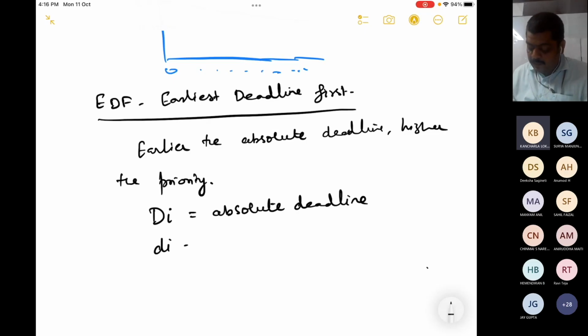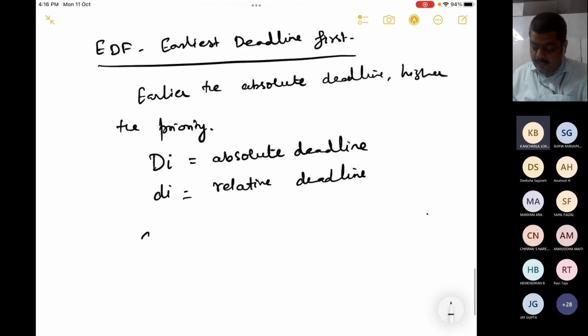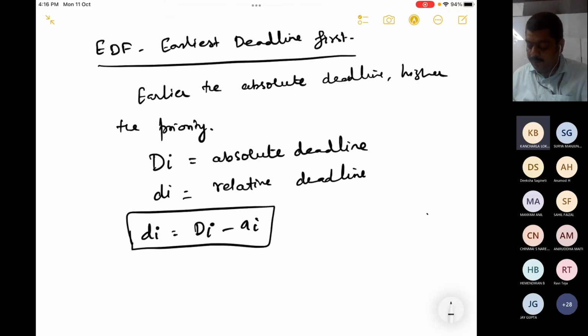The small di will be the relative deadline. The formula is di equal to Di minus Ai. That means the relative deadline equals the absolute deadline minus the arrival time. I'm just using arrival time here, but release time Ri can also be taken. We have already seen this in yesterday's last class discussion.